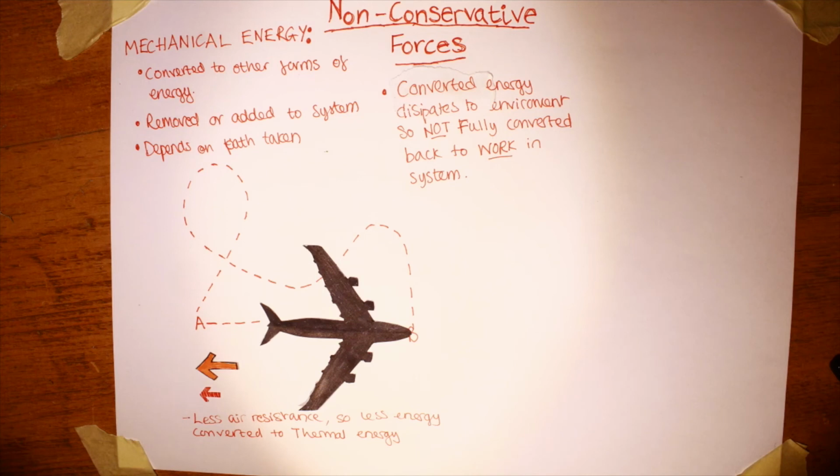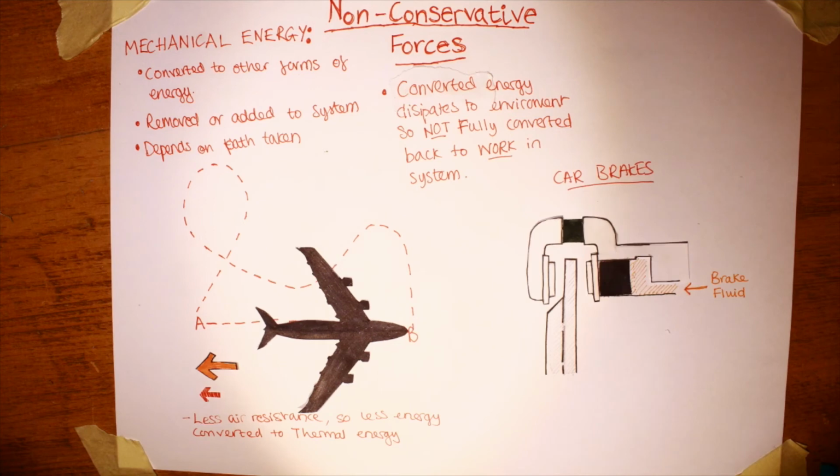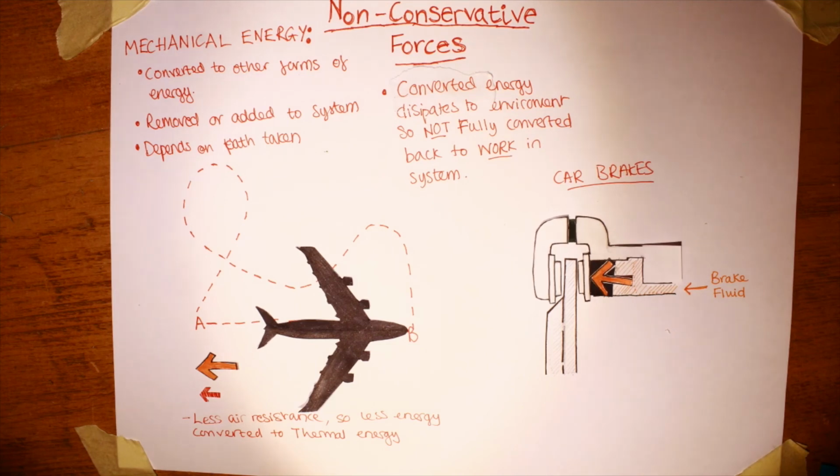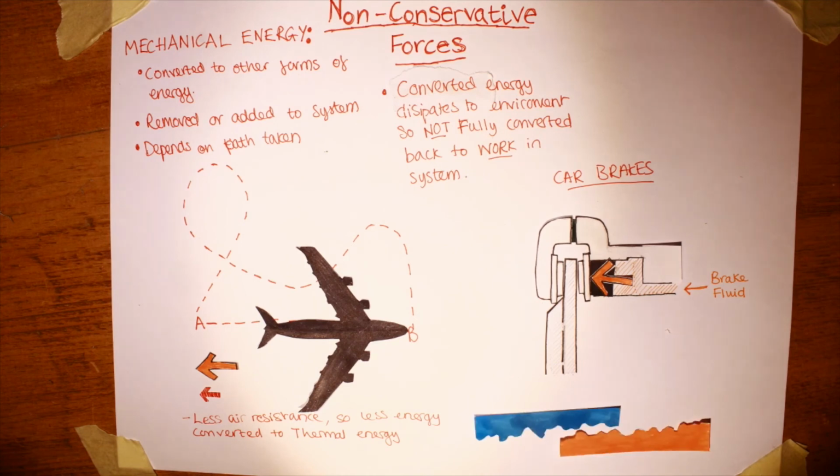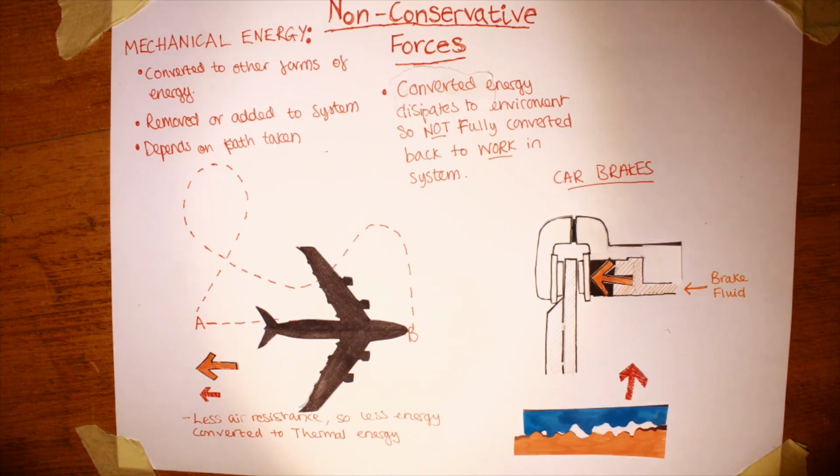In a car, we use friction to slow down. Brake fluid under high pressure moves a piston that's connected to the brake pads that then makes contact with the rotor disc. The bumpy surfaces of the material slide past each other and cause kinetic energy to convert to thermal energy, reducing the kinetic energy.